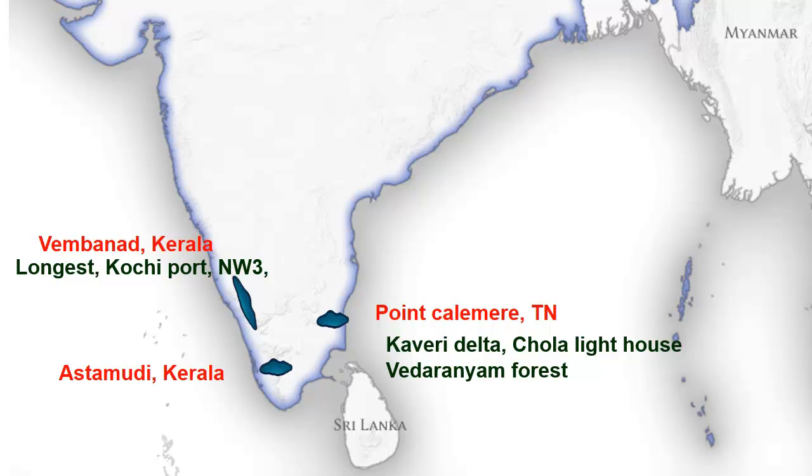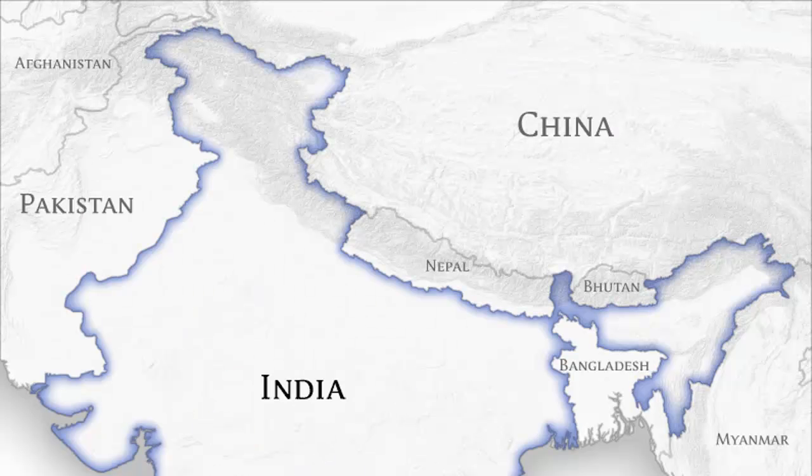And we have Ashtamudi wetland in Kerala. National Waterway 3 passes through this wetland also, and Kallada river drains into it, and it forms an estuary with the Arabian Sea called Neendakara estuary at a place called Neendakara.